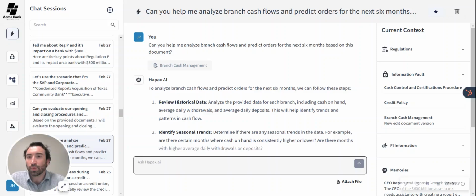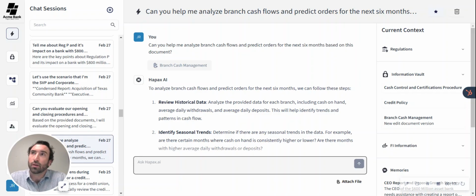So one use case that we recently had brought up in a meeting when we were on site with one of our clients is around looking at branch cash flows across all their different branches and being able to predict orders for the next 6 months based on that data.